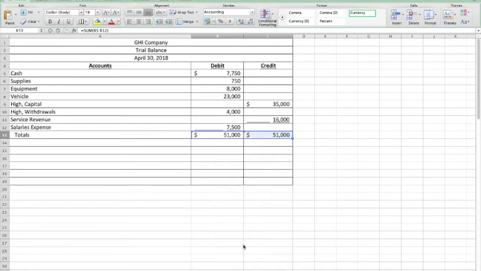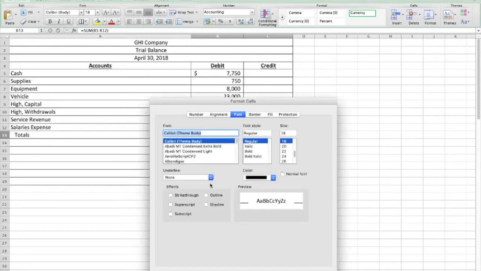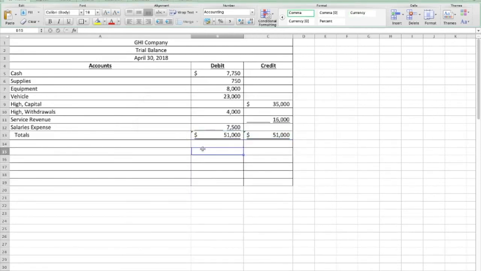So I'll format my cells here. I'll find my underline style, double accounting, and click OK. And there we go. I have now completed the trial balance for GHI Company for problem 2 for the exam 1 review. So this wraps up our exam 1 review. Hopefully you feel like you're prepared and ready to take this first exam during our next class period.